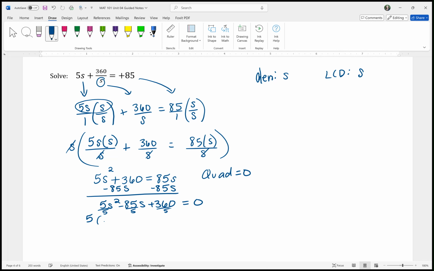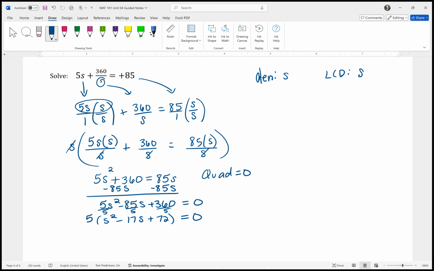That's going to give me S squared minus 85 divided by 5 is 17S plus 360 divided by 5 is 72 equals 0. Honestly, y'all, we're very happy about this because 360 was a really big number. That would not have been so fun. You could have done it, but it would have taken a little longer.